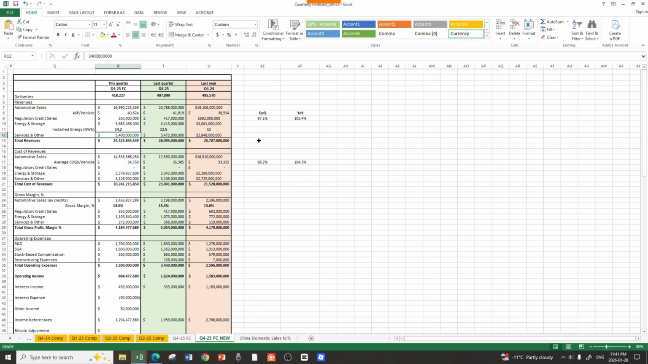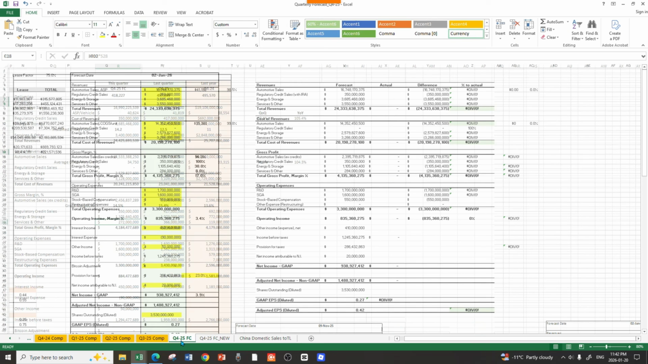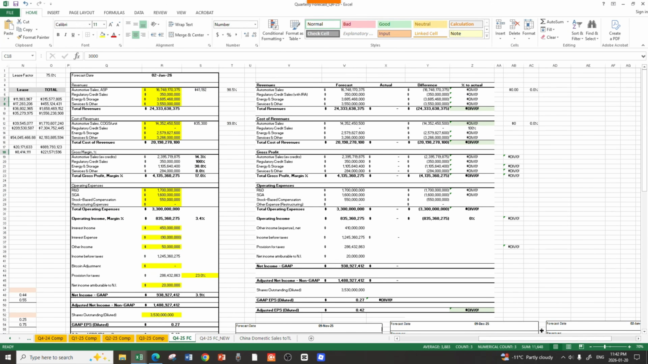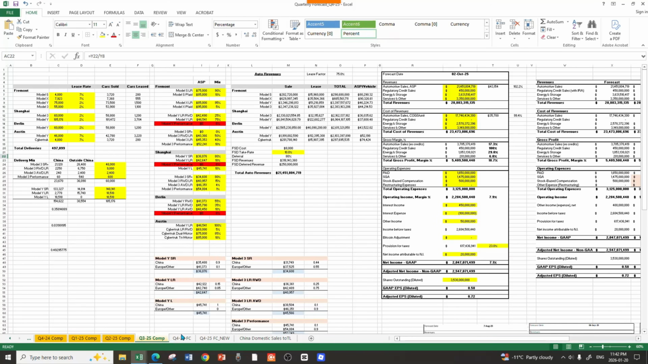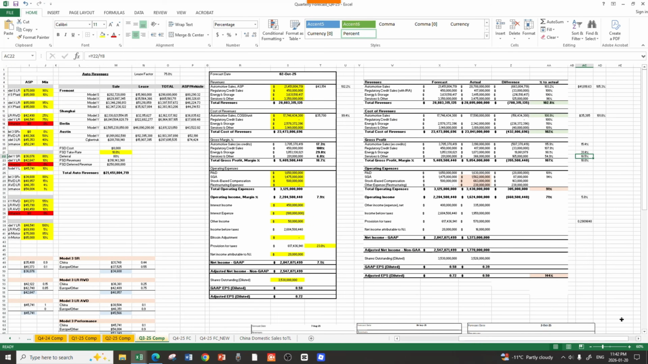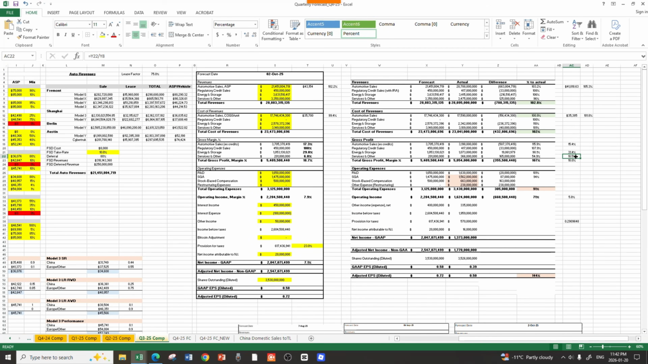So I'm assuming an 8% gross margin here. That's the gross margin. If you look at that, it's 8%, which I think is a little bit lower than last quarter. Last quarter was a record. I think they said it was like 10.5%. If I go back, yeah, last quarter was 10.5%.